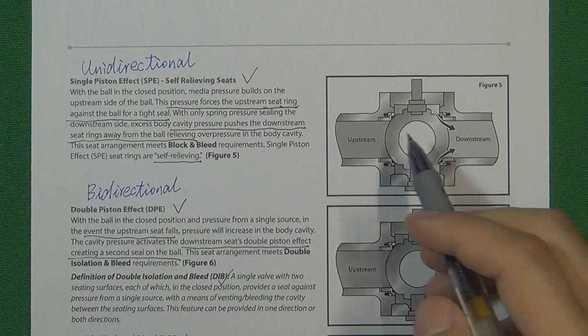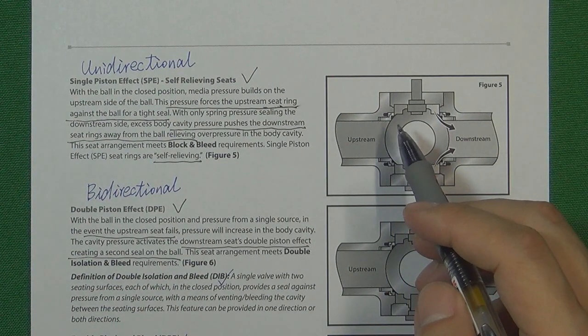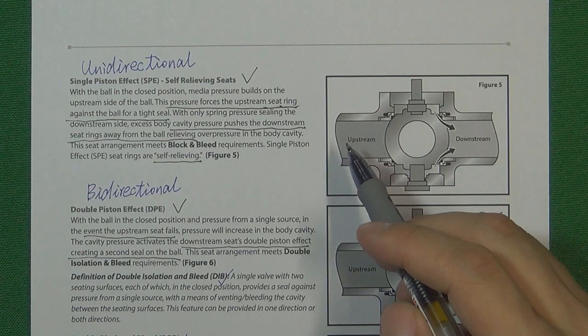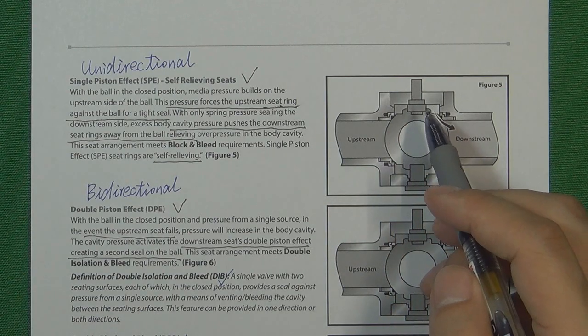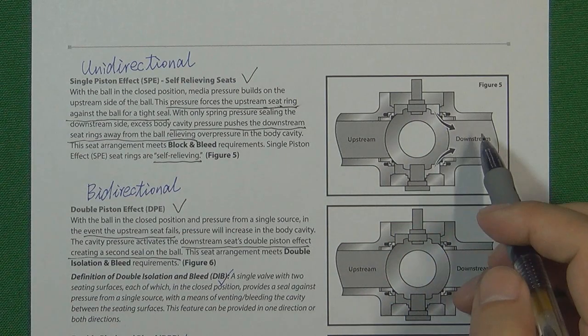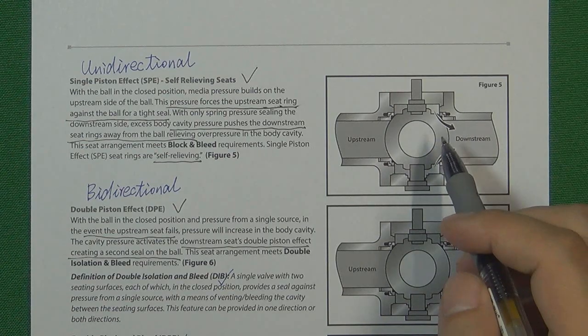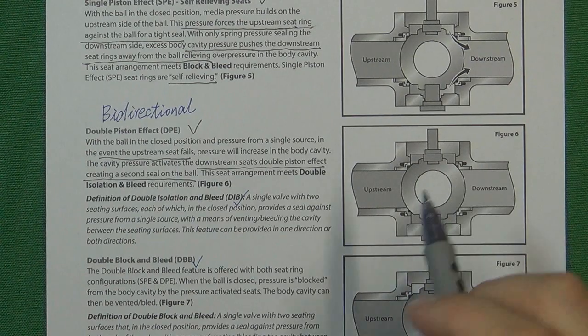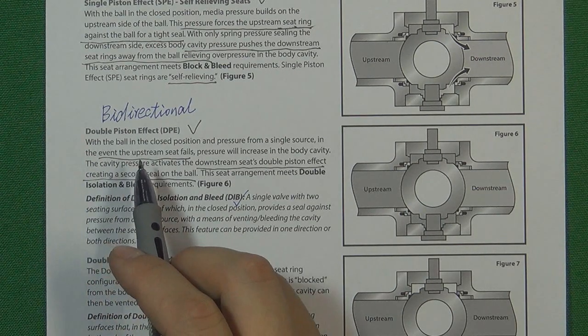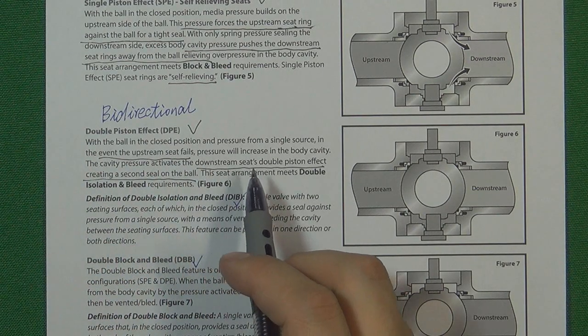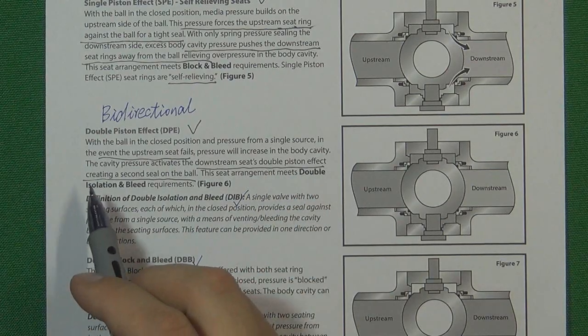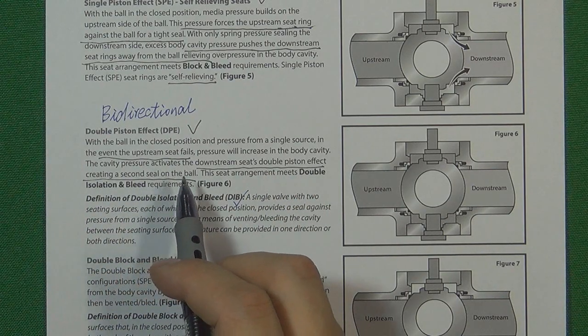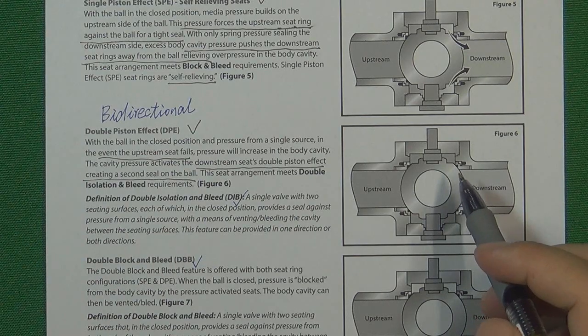But in the first valve, if the first side's valve seat fails to work, the upstream pressure will flow to the cavity, and the cavity pressure will flow to the downside. So that valve will leak. So that is the advantage of this kind of valve. According to the description, even if the upstream seat fails, the downstream seat, a double piston effect, creates a second seal for the bore.